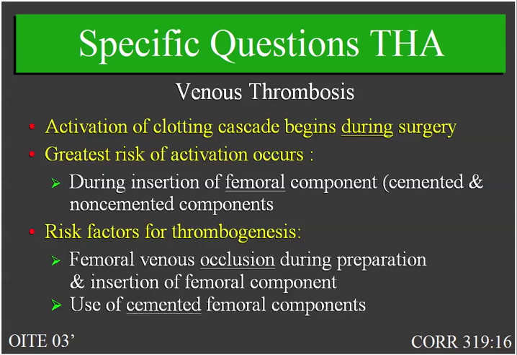The risk factors for thrombogenesis are venous occlusion during preparation and insertion of the femoral component. So if your hip is flexed and turned around 90 degrees and you're torquing on your vessels, this is where you're going to get your venous occlusion. Okay? Also, use of cemented femoral stems, get a lot of fat shed, you activate a lot of clotting factors, you're going to see a higher risk of venous thrombogenesis.